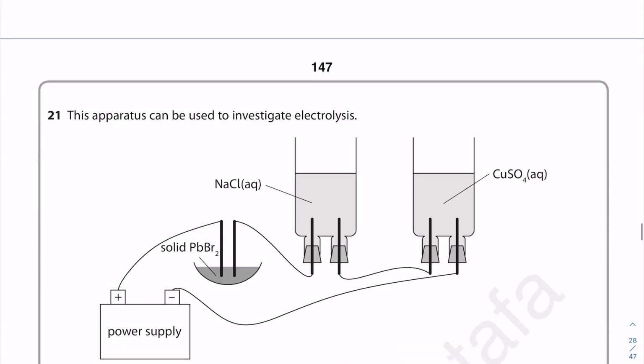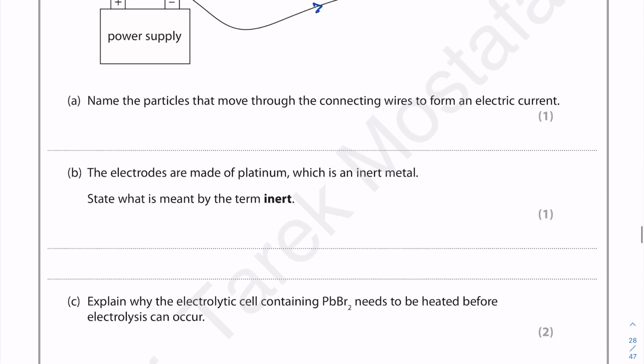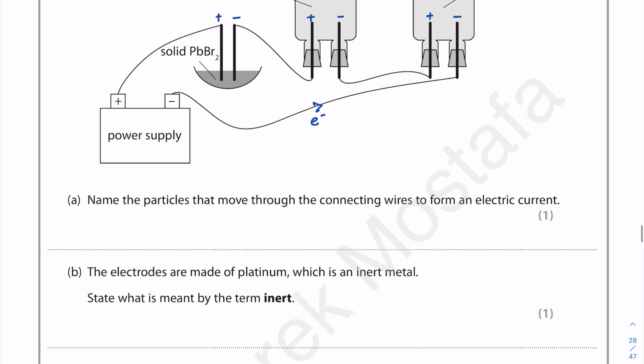عندنا بعد كده question 21. The apparatus can be used to investigate electrolysis. عامل 3 electrolysis cells في بعض. النيجاتيف هنا يبقى electrons تطلع كده، يبقى ده كده بالنسبة لي نيجاتيف بوزيتيف نيجاتيف بوزيتيف نيجاتيف بوزيتيف. طيب name the particle that move through the connecting wires. الالكترونز طبعا هي اللي بتتحرك في الconnecting wires، يبقى نكتب electrons.